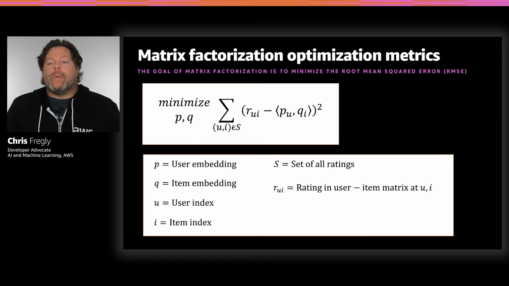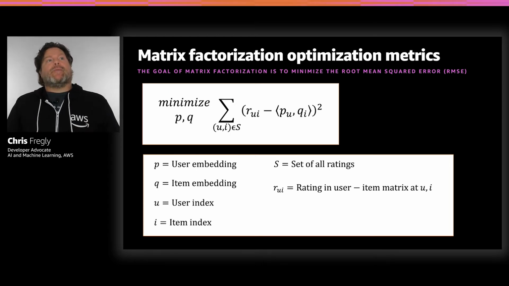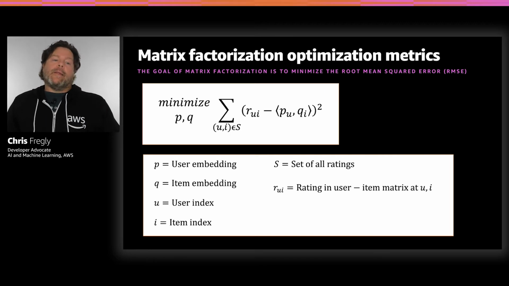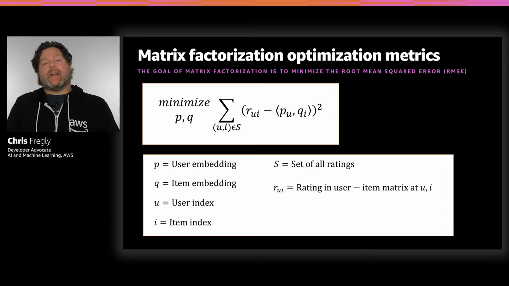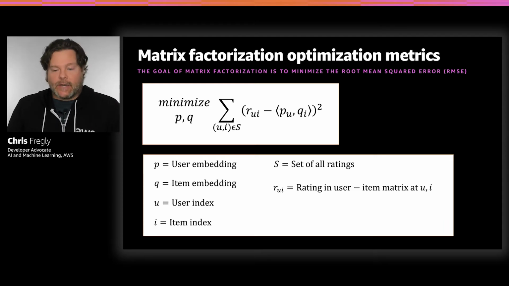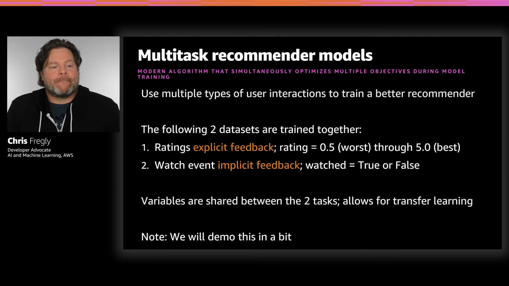And so we would first calculate the actual error. So if we predicted a 4.2, but the actual was a 4, then that error is 0.2. We square it just to get rid of that negative. And then we take the square root, and then that's the actual metric that we'll use.